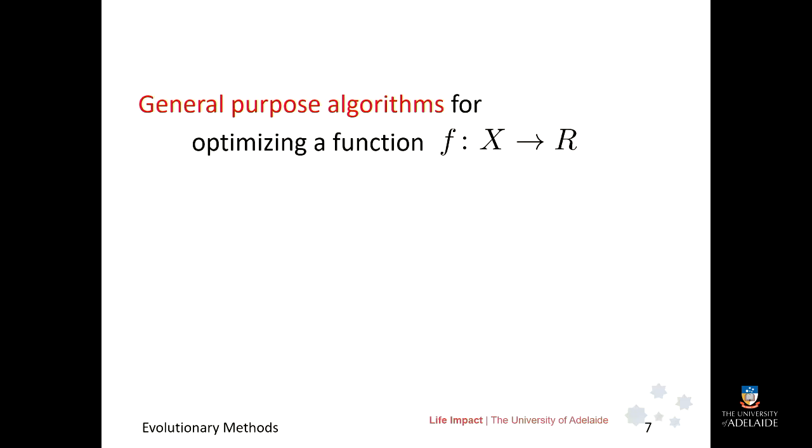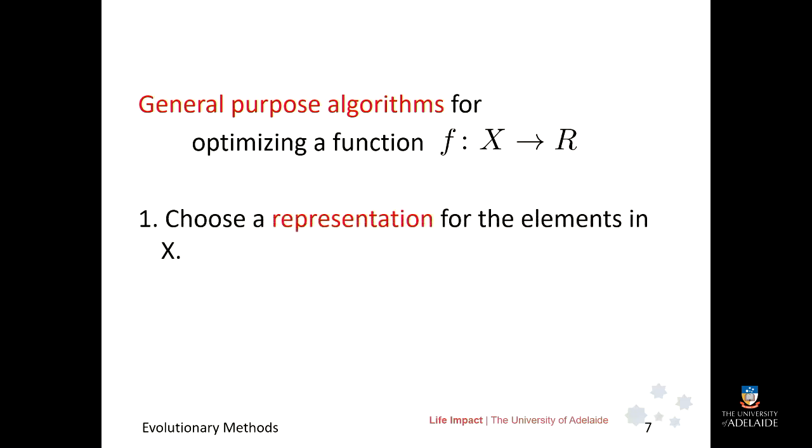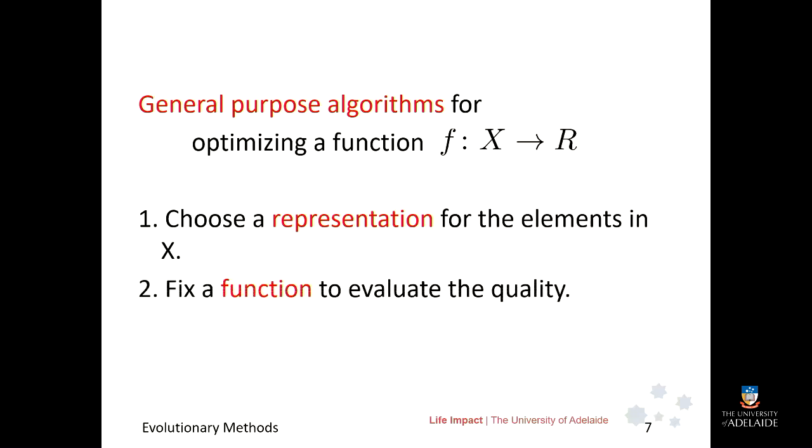Okay? So what we need in the setting that I want to present, we need to choose a representation. So how should the solution look like? Let's say, do I encode everything as a binary string? What are essentially the different variables? What are the parameters that these variables can take on, and so on? We need to fix a function to evaluate how good the solution is. Okay? And that might be different from f, from the function that we want to optimize.